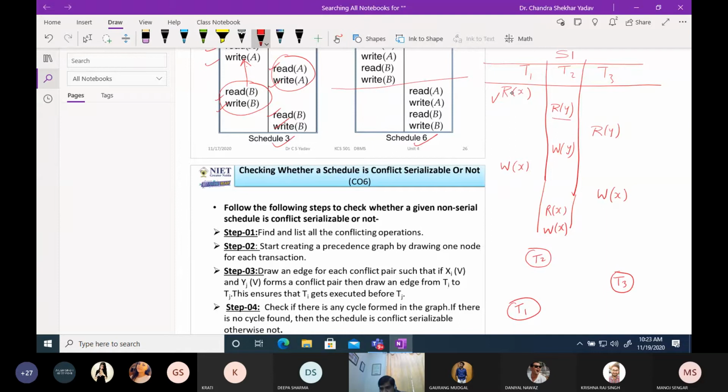Now let me know whether these two are conflicting or non-conflicting. Non-conflicting. Then we will not represent this through an edge. Now, if we move from top to bottom, then we will see these instructions. Is this conflicting or non-conflicting? Non-conflicting. So we will not represent this. Then we will see this. What about this?